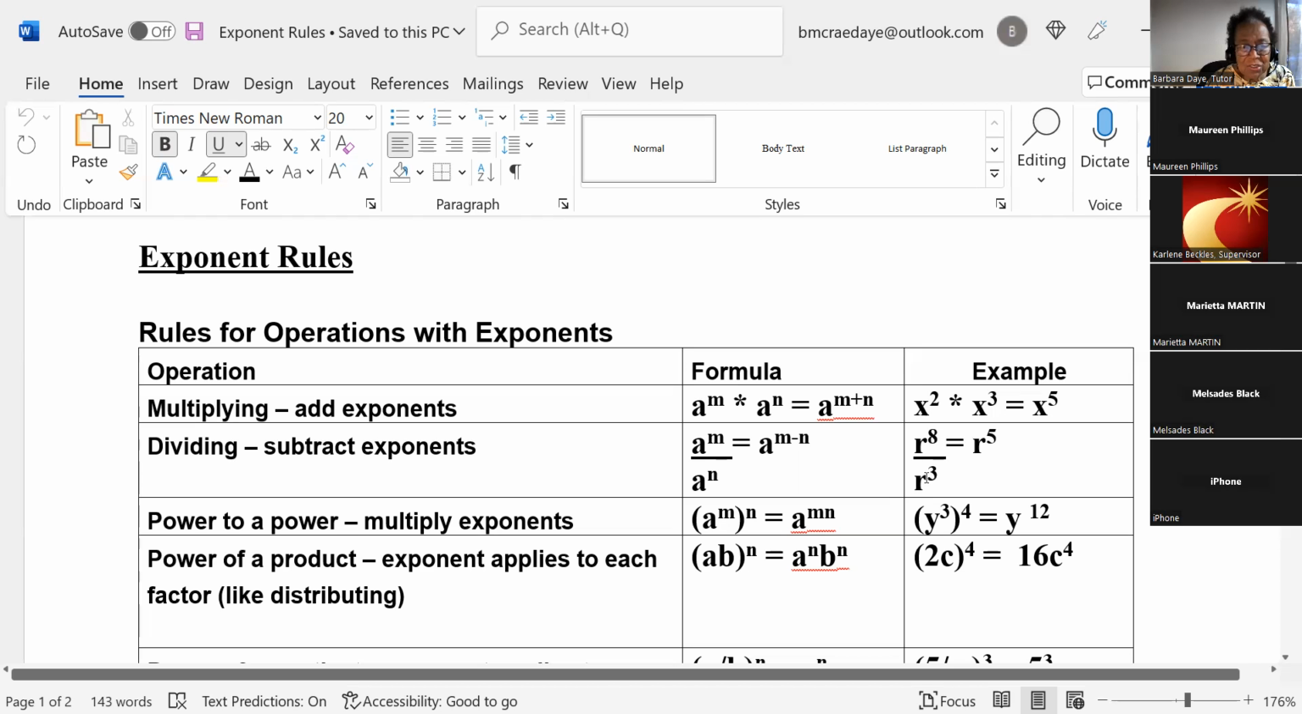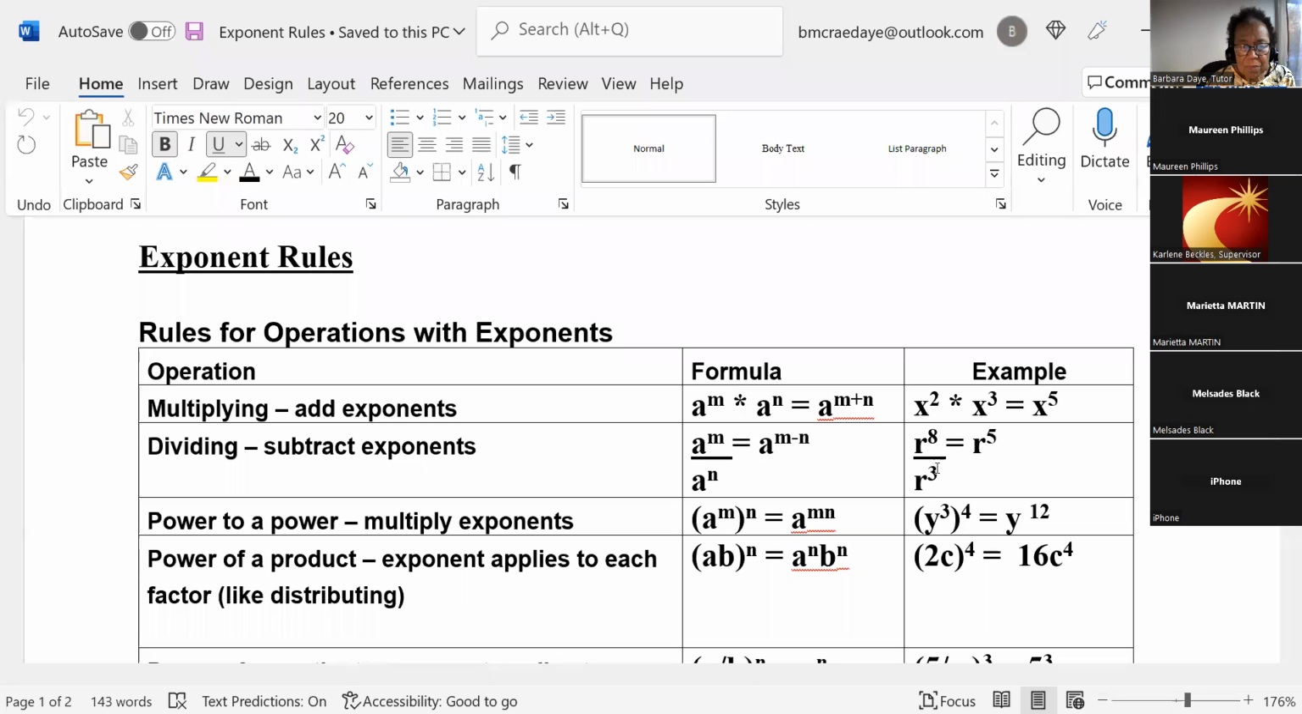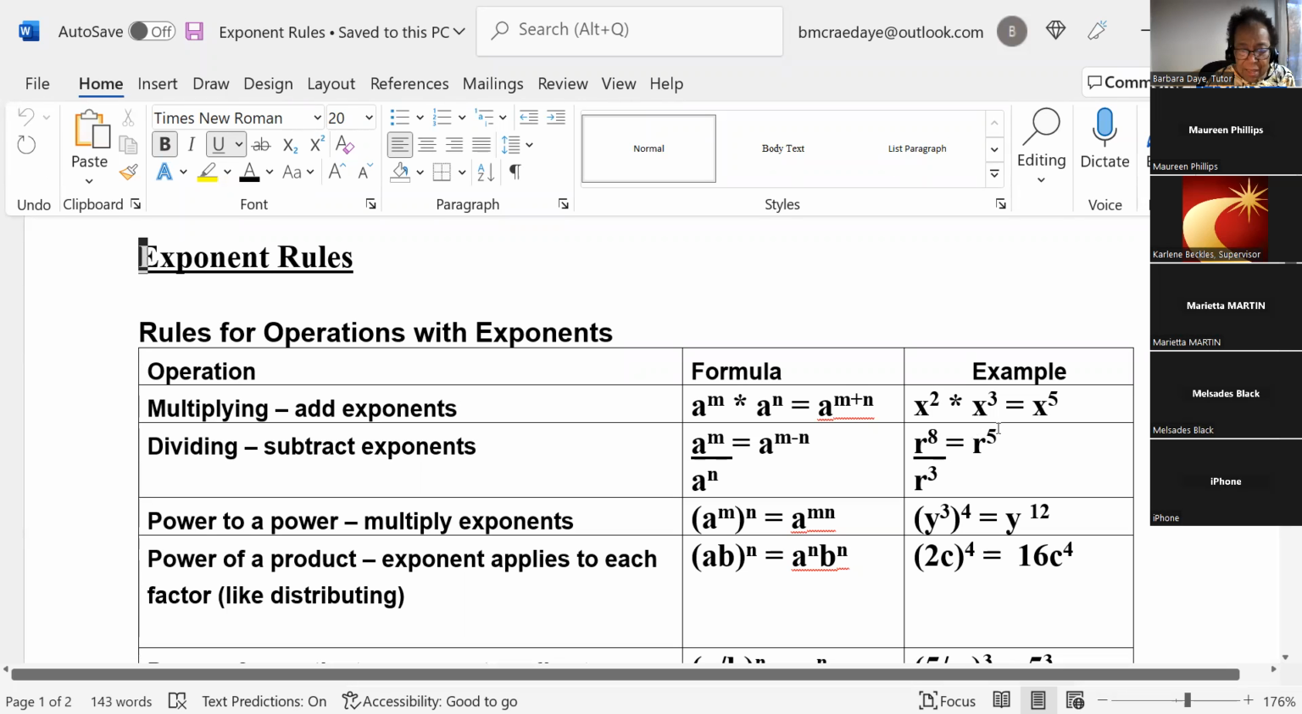And what's 8 minus 3, Marietta? Where are you? What's 8 minus 3? 8 minus 3? Yes. I'm 5. Yes, 5. That's how we got the 5. Very good. 8 minus 3 is 5. So we have R to the 8th power divided by R to the 3rd power is R to the 5th power. We subtract the exponent of the denominator, that's a 3, from the exponent of the numerator, which is 8.